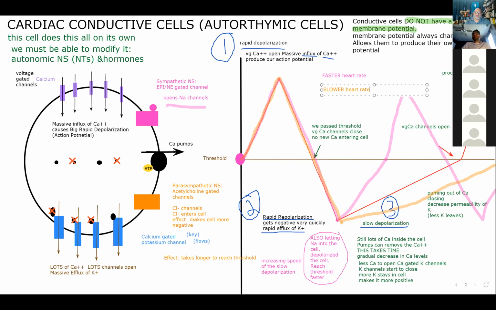Notice what's so awesome about this and how elegant the system is. Not only have we learned how these conductive cells are capable of producing their own action potentials and setting the basic rate for the heart, but we now took that information that we learned in 430 about how the sympathetic nervous system makes the heartbeat faster and the parasympathetic nervous system makes the heartbeat slower. And now we've actually seen how and why that occurs.